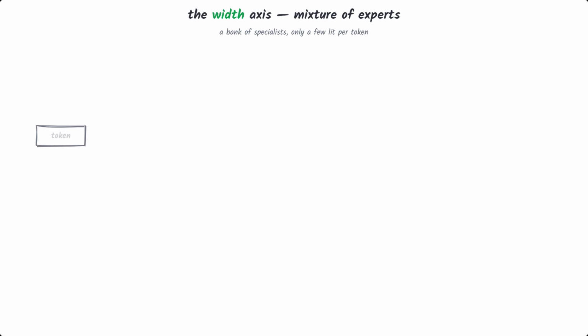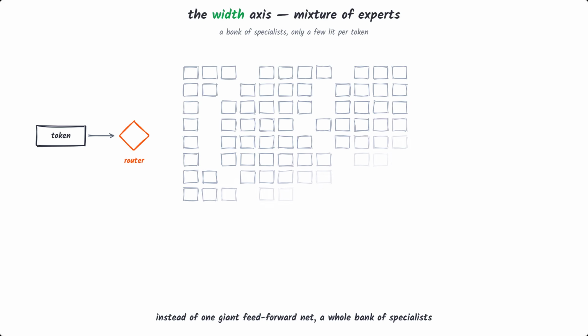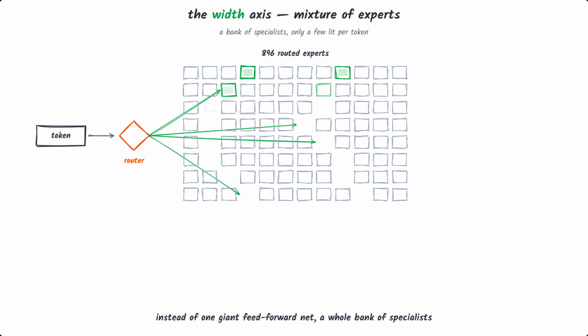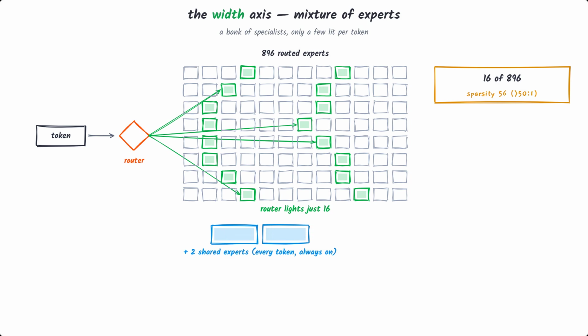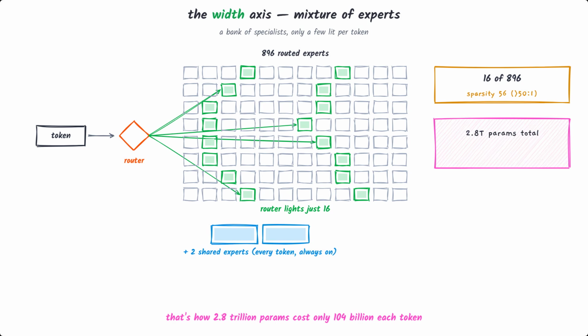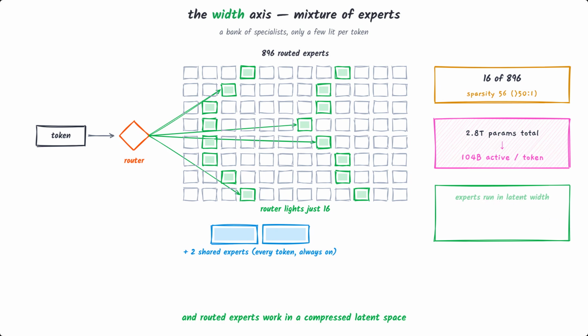Now the width axis. Instead of one giant feed-forward network per layer, Kimi K3 has 896 specialist experts, routing each token to just 16, plus 2 shared experts always on, sparsity better than 50-to-1. That's how 2.8 trillion parameters cost only 104 billion per token.